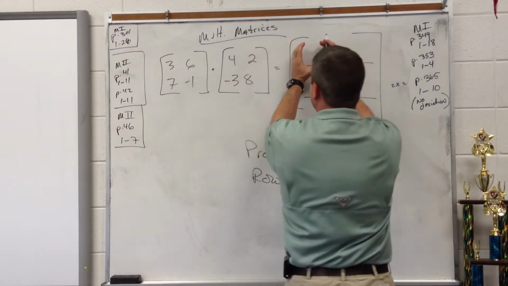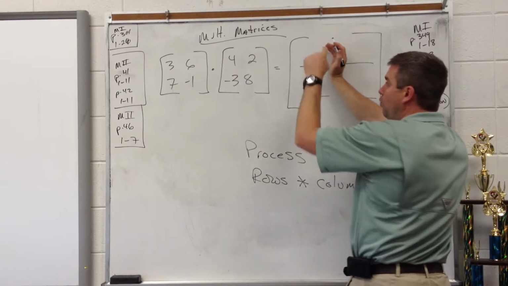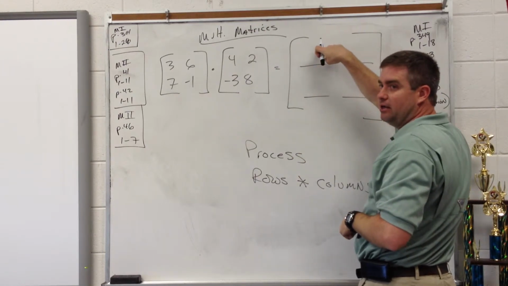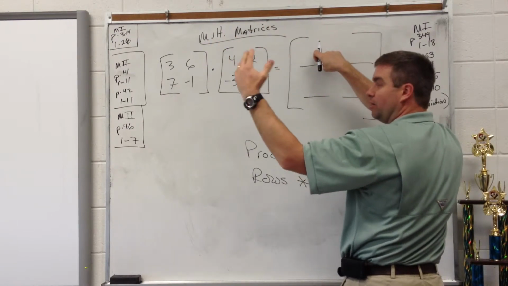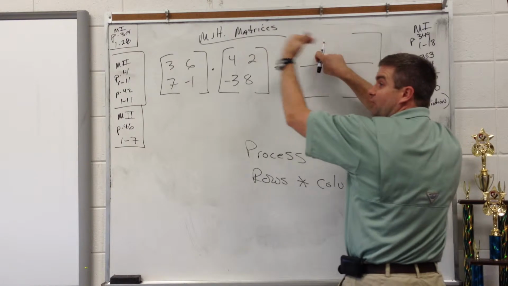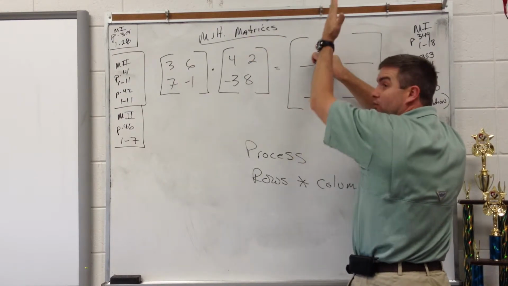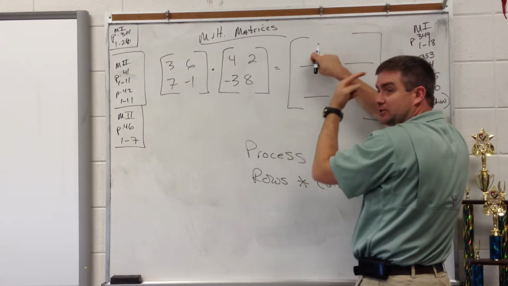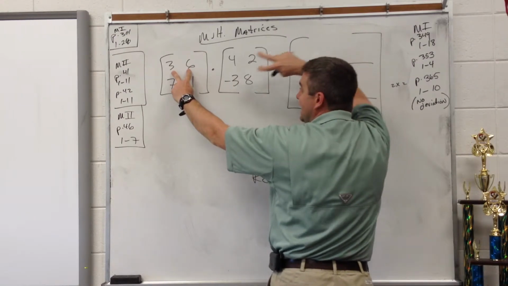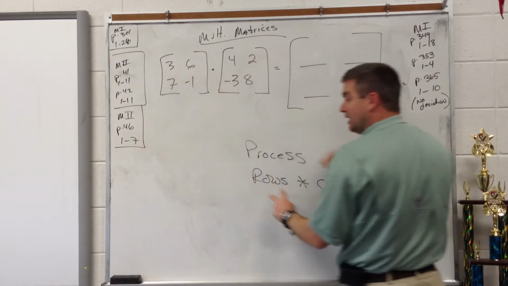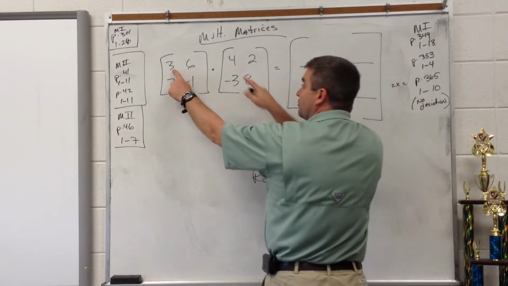If I'm trying to find this first spot right here, I'm asking myself, what position is that spot? This is in the first row and the first column. First row times the first column. That's what you're thinking. Here's the first row, and here's the first column. What's our process? Rows times columns. So we're going to say 3 times 4.